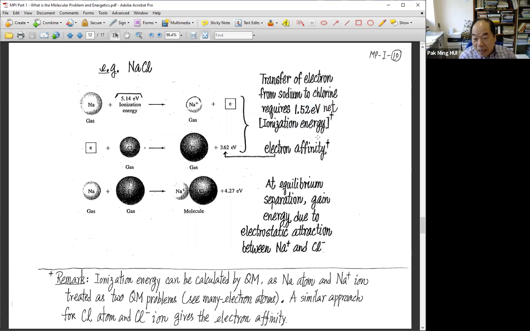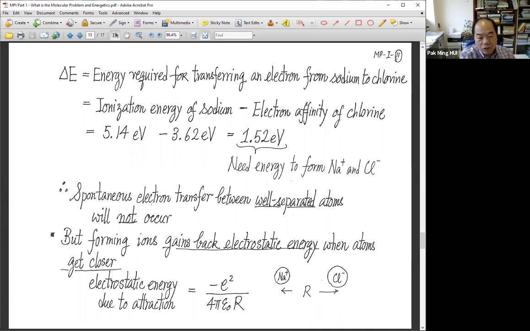But then, why does it happen? We do have salt, sodium chloride. There is a consequence after ionization: there is some Coulomb attraction gained. At the end, there will be a preferred separation. Then we can calculate the Coulomb attraction energy, and the net is that the energy is actually lowered. So let's look into the curve.